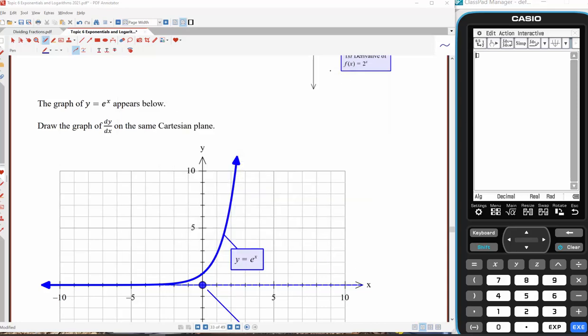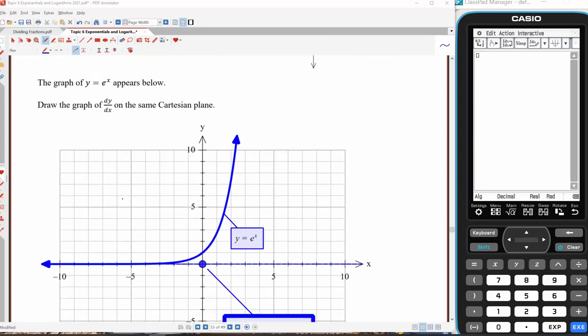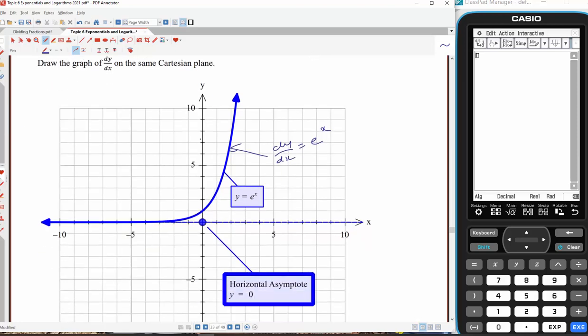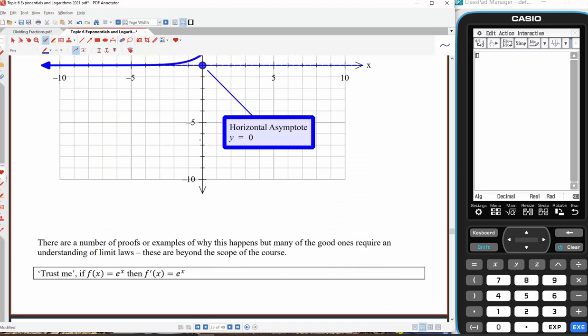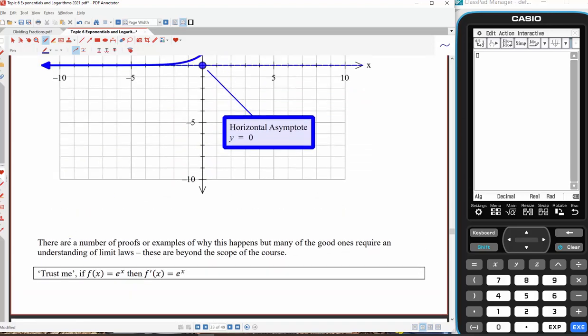And e to the x actually fulfills this requirement here. So e to the x is also going to be the same graph. This is dy dx equals e to the x. I think I've shown you that already, so I've kind of ruined the surprise on that, but I can never hold back on that. So you might be wondering why, and I've said here, this is my get out of jail a bit, girls.